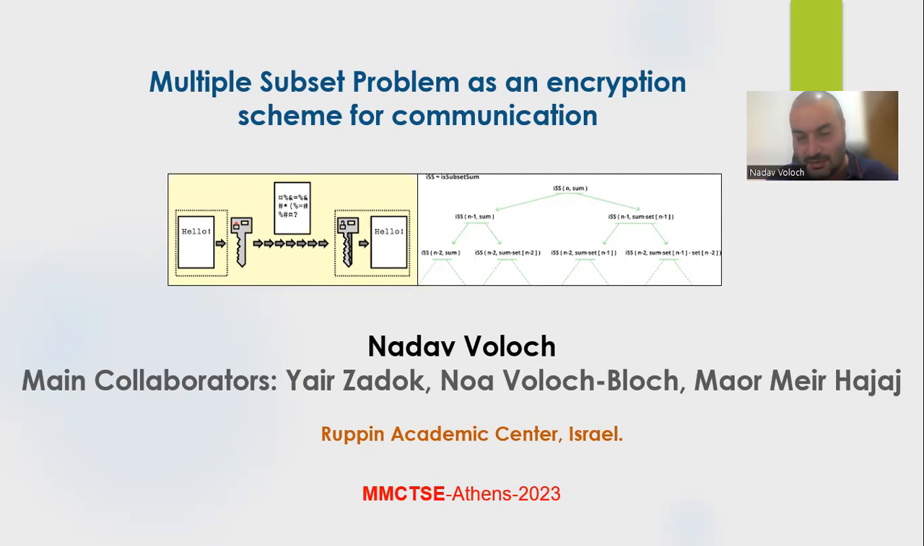This research, as you can see, is called the multiple subset problem as an encryption scheme for communication. I'm going to explain the name, even if some people are not from this field. I'll try to make it as clear as possible. It's part of the prepared presentation. This is research done by four of us from two academic institutes here in Israel, the Ruppin Academic Center and Achva Academic College. The main collaborators are Dr. Zadok, Dr. Bloch, and Maor Hajaj.